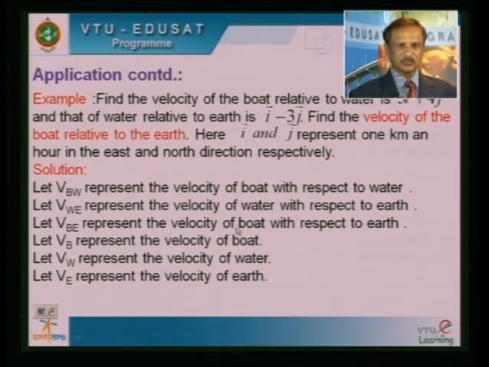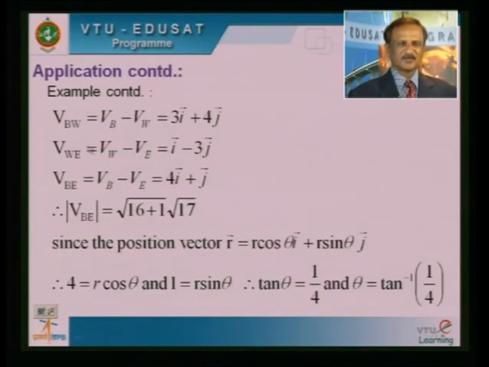And the velocity of boat with respect to earth. VB represents the velocity of boat, VW represents the velocity of water, and VE represents the velocity of earth. So now you can write down, VBW is equal to VB minus VW, it is given. And the velocity of water with respect to earth, VWE, is VW minus VE, so it is also given. Then we want to calculate the boat with respect to earth. You can write down VB minus VE. Is it clear?